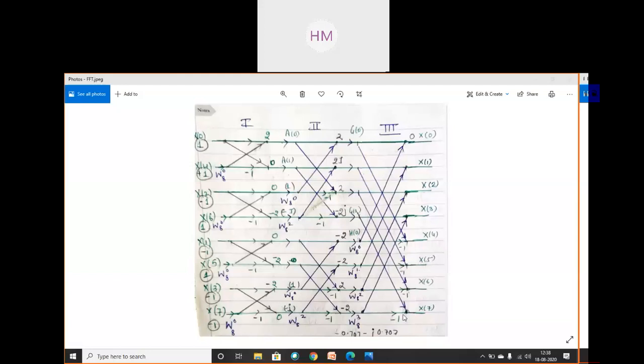How many Twiddler factors will be there? It's periodic, symmetric, so it will repeat. So what will be the first Twiddler factor? Now you have to write it in your copy. You have to use your calculator and you have to do calculations. What is my first Twiddler factor? W_N^k. Now after that, what do you do?